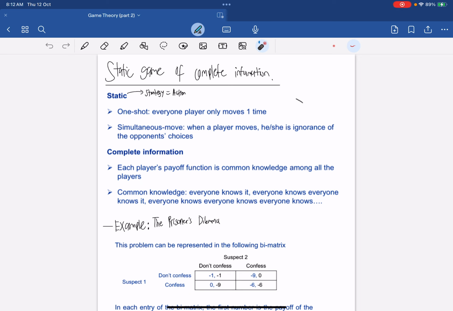So you don't know what your opponent is going to do, and you don't really need to care about it because all of you are making your move at the same time. So in this case, because you only have one action and one strategy, this is known as a static game.